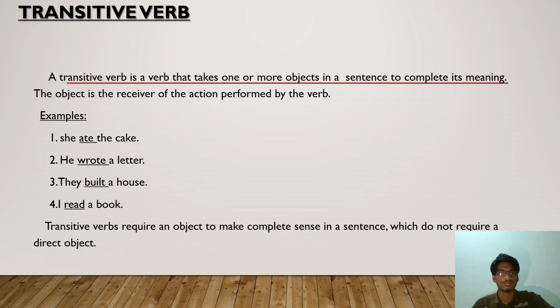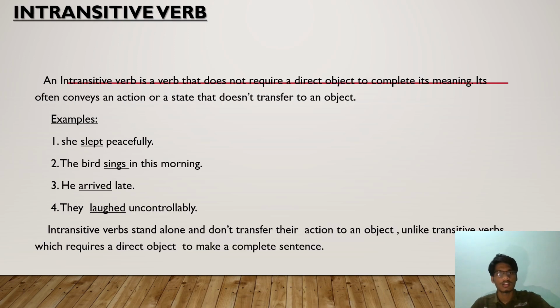Next, transitive verb. A transitive verb is a verb that takes one or more objects in a sentence to complete its meaning. The object is the receiver of the action performed by the verb. Examples: She ate the cake. He wrote a letter. They built a house. I read a book. Transitive verbs require an object to make a complete sentence, unlike intransitive verbs, which do not require a direct object.